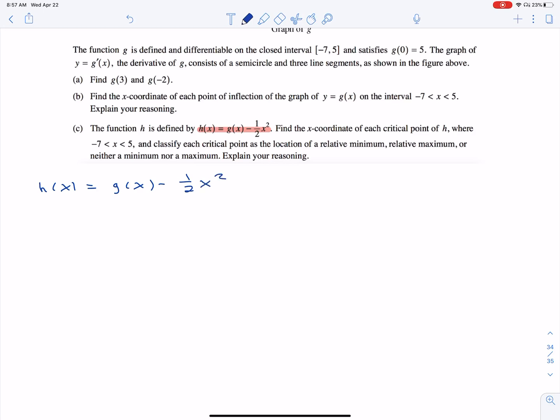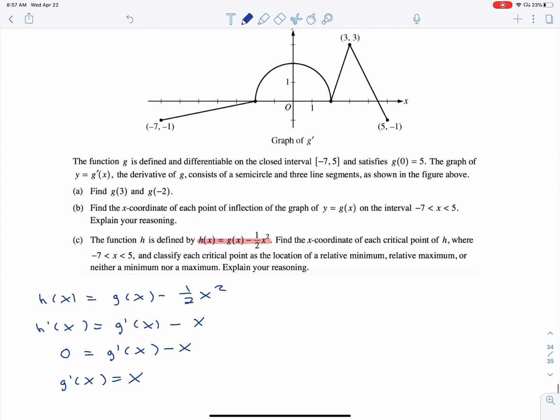I want to go find the critical point. So what do I always do in order to find critical points? I take the derivative. So I say h prime of x equals the derivative of this, which is g prime of x, minus, well, the derivative of that is just going to be x. And then in order to find critical points, we set the derivative equal to 0. So I'm going to set h prime equal to 0. And I have to solve this equation. And I think you would agree this is going to be equal to g prime of x equals x. So in order to find the critical points, I want to know where g prime of x equals x. So let's go to our graph.